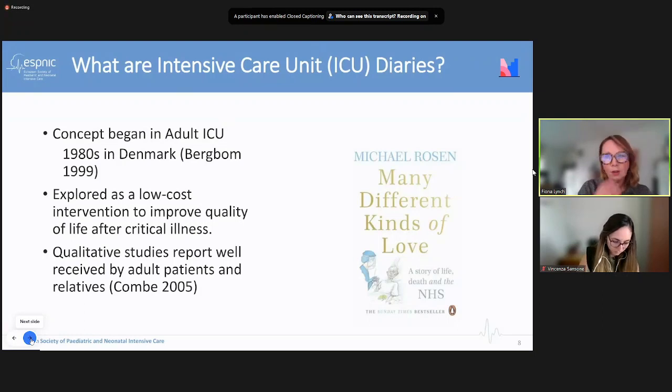For those of you in the UK or those of you with children, you might know about the author called Michael Rosen, who wrote and actually published his patient diary from his experience and time in adult intensive care during COVID.